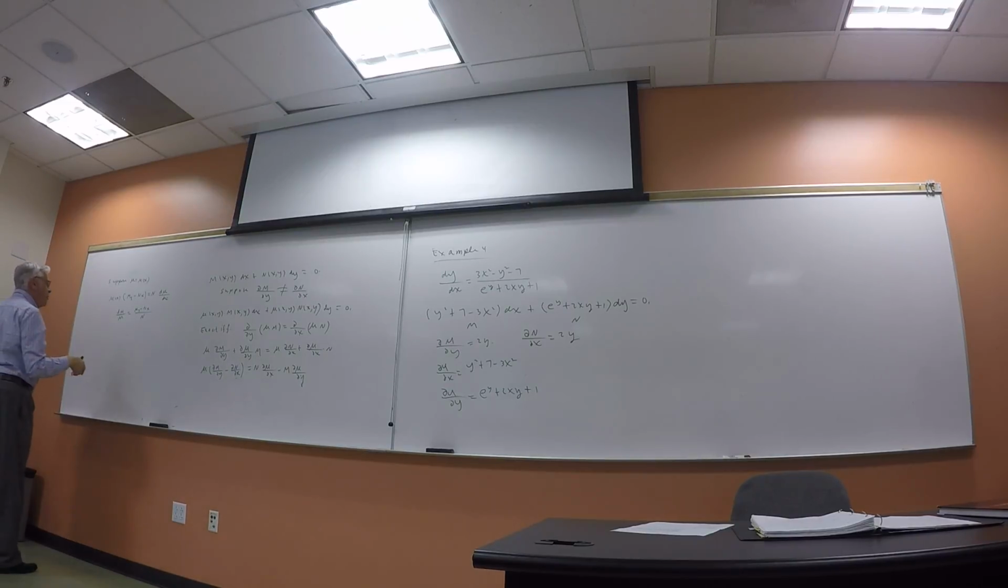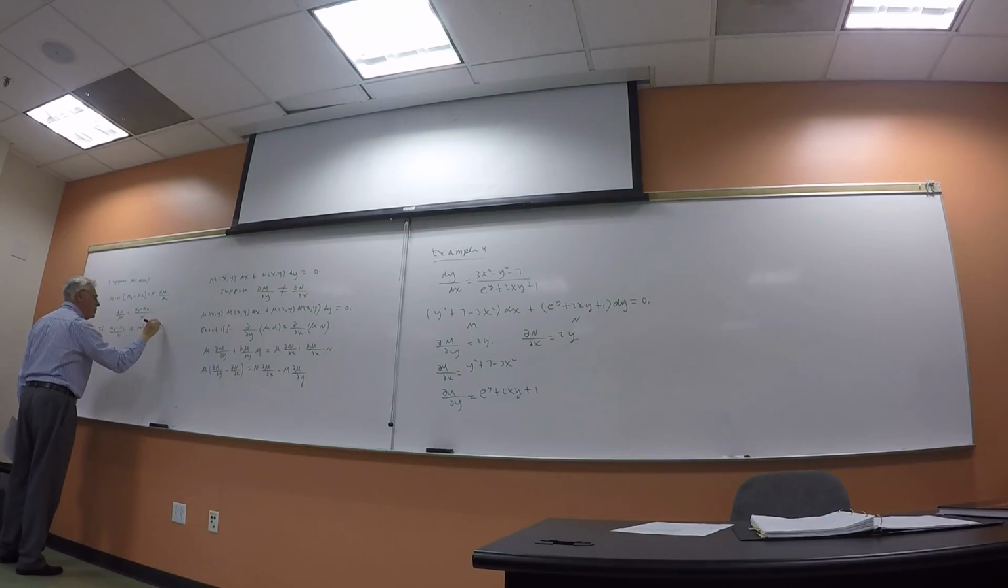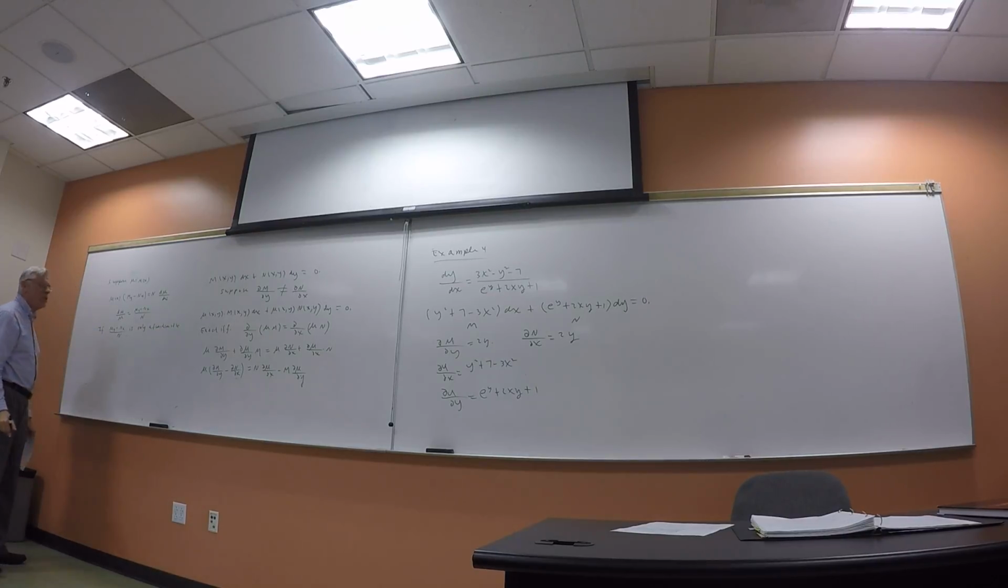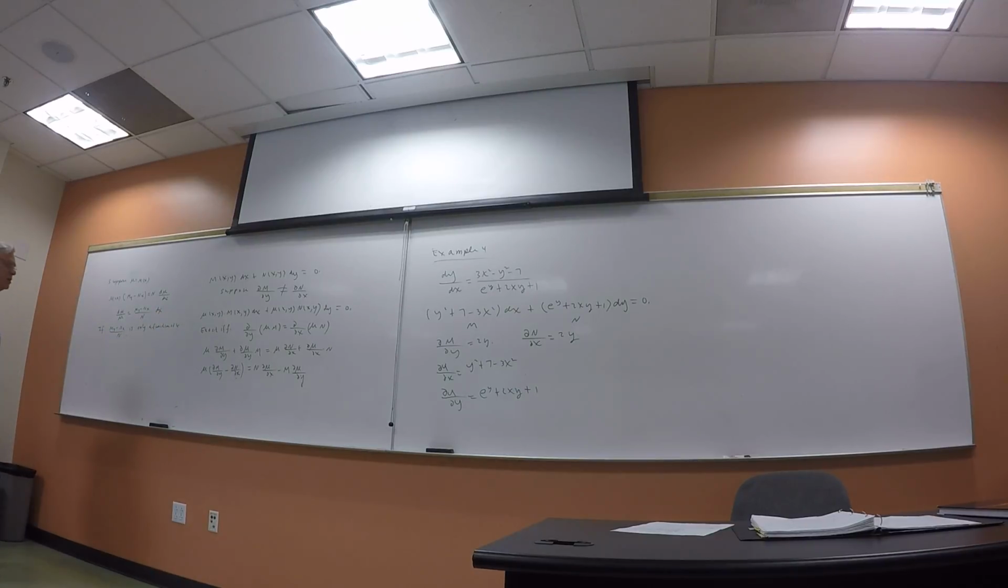So basically what happens now, if the right-hand side, which is M_y minus N_x over N, is only a function of x, well, then I'm in business, right? You know how to do that, right? I integrate. There should be a dx over here. Now I integrate on the left and the right.